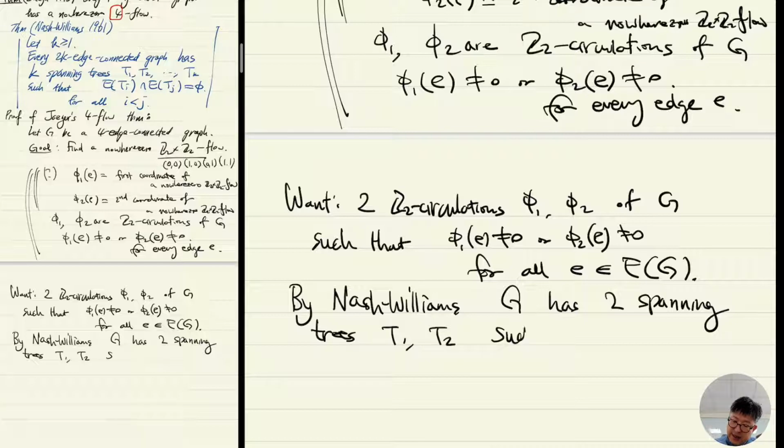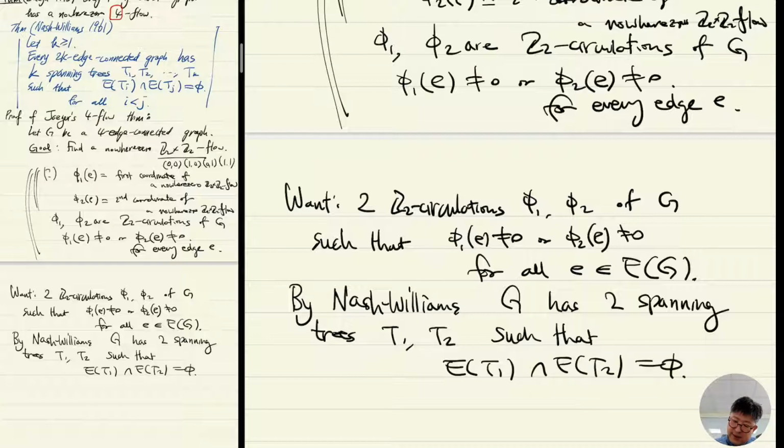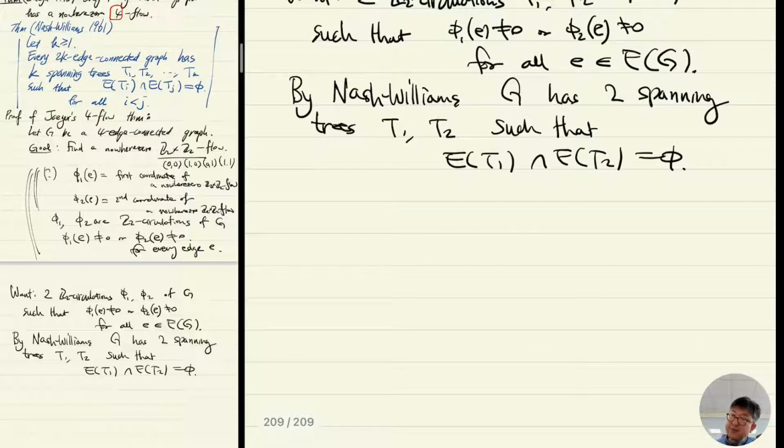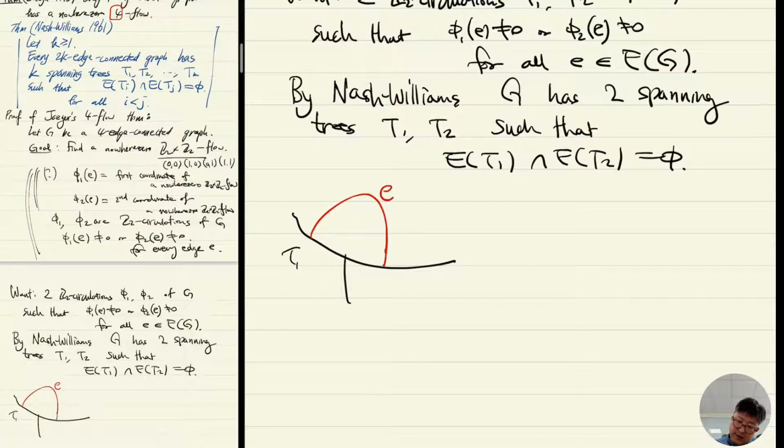T1, T2, such that the intersection is empty. Now we have a T1. Let's say this is T1. For any edge outside, I can find the cycle using E and edges on the T1. This cycle is called the fundamental cycle of E with respect to T1, because that's a unique cycle.